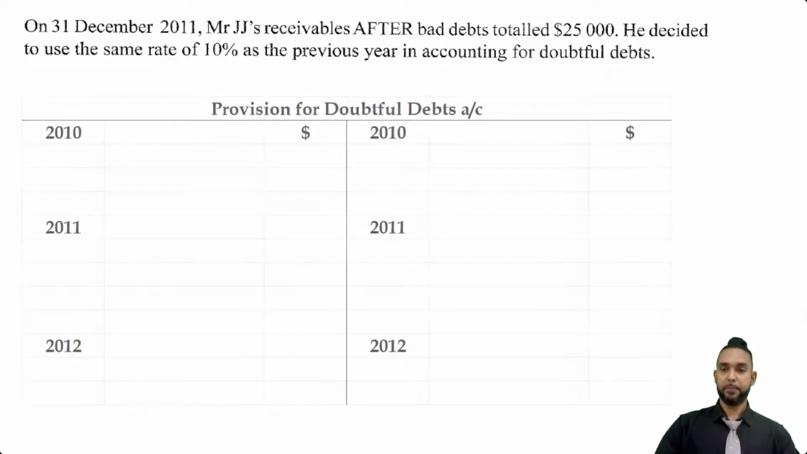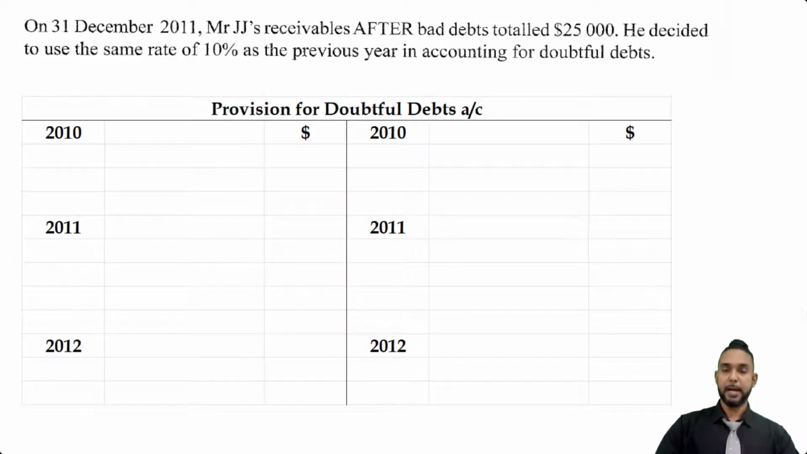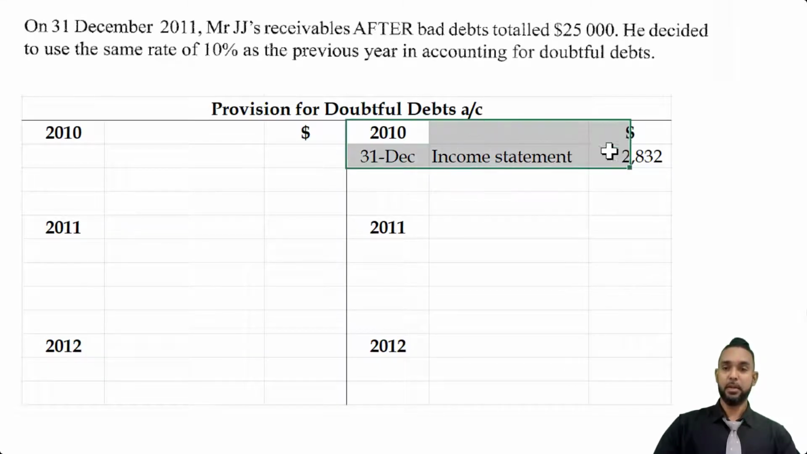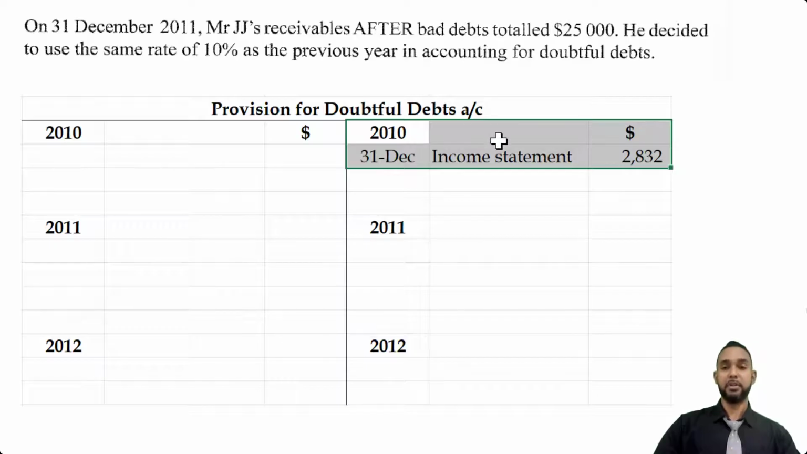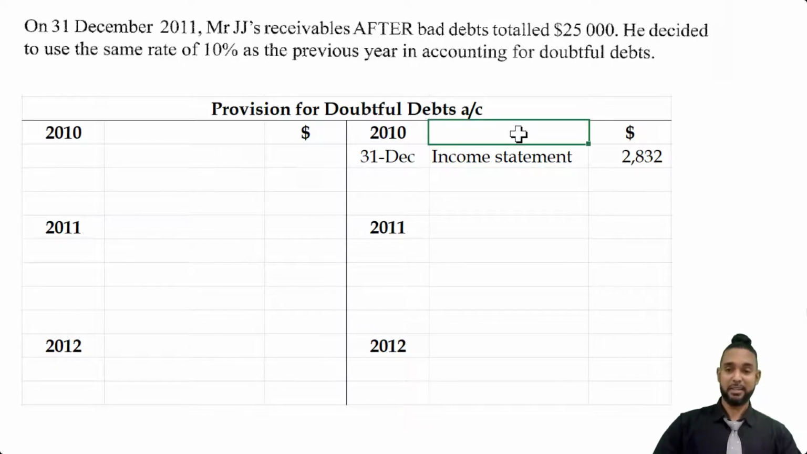Okay, so let's open up the provision for doubtful debts account, and we are going to put in on the credit side the $2,832 for 2010. Remember, we found 10% of the $28,320, and it was that figure, $2,832. And we debited income statement and we credited the provision account. So this is the credit for the provision account. A lot of time, students say, well, look, you have income statement on the credit side. So this is a credit to income statement. And I'm like, no, it's not. This is a credit to the provision account and the details. So you could put the word details here or particulars if you want.